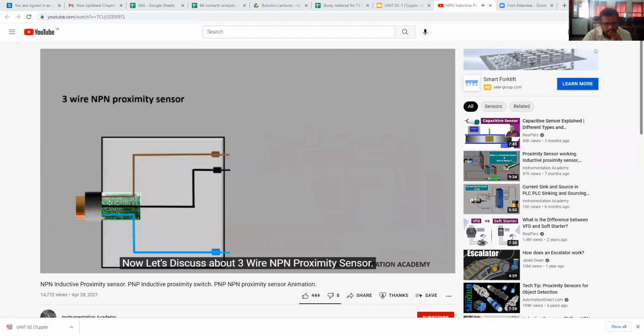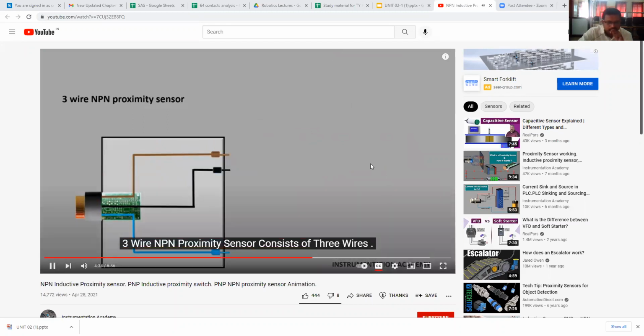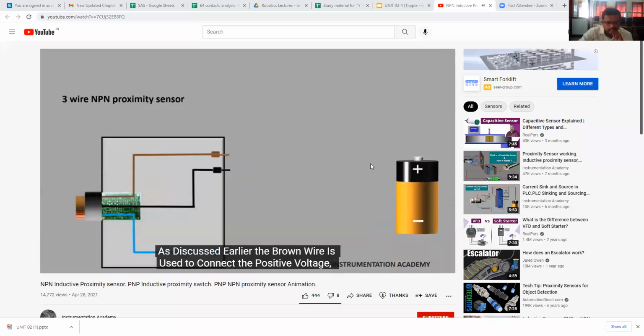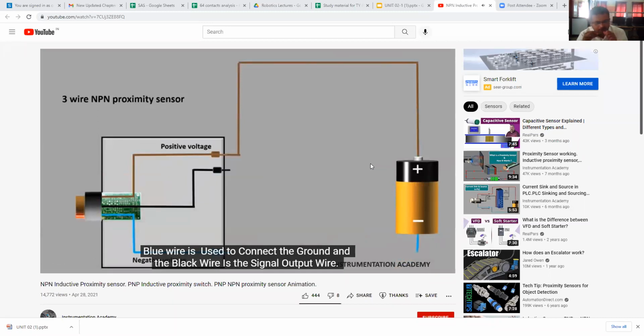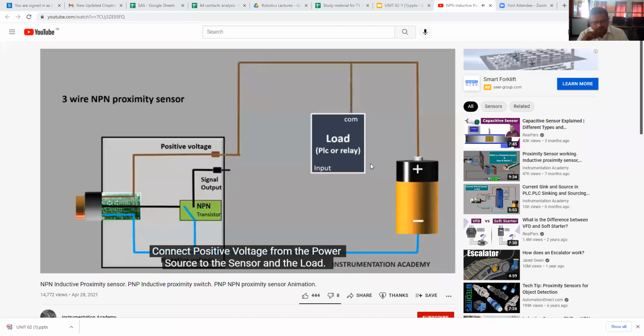Now let's discuss a 3-wire NPN proximity sensor. A 3-wire proximity sensor consists of 3 wires. As discussed earlier, the brown wire is used to connect the positive voltage, the blue wire is used to connect the ground, and the black wire is the signal output wire. In an NPN proximity sensor, we know that an NPN transistor is used for negative switching. So an NPN transistor is installed between the negative voltage wire and the sensor signal output wire. As positive voltage will be common between the sensor and the load, connect positive voltage from the power source to the sensor and the load.